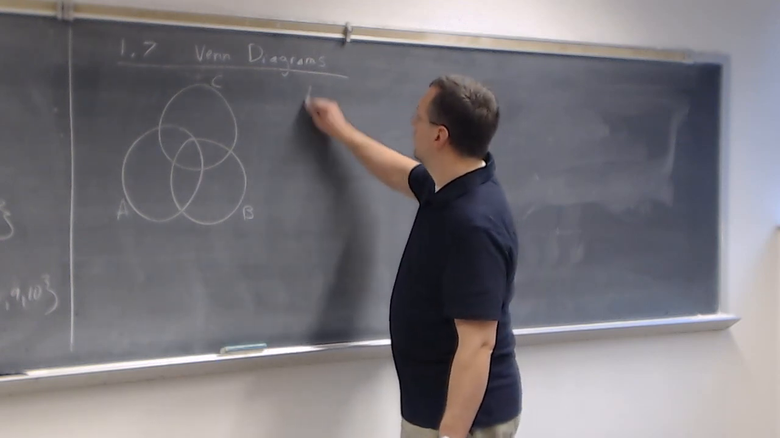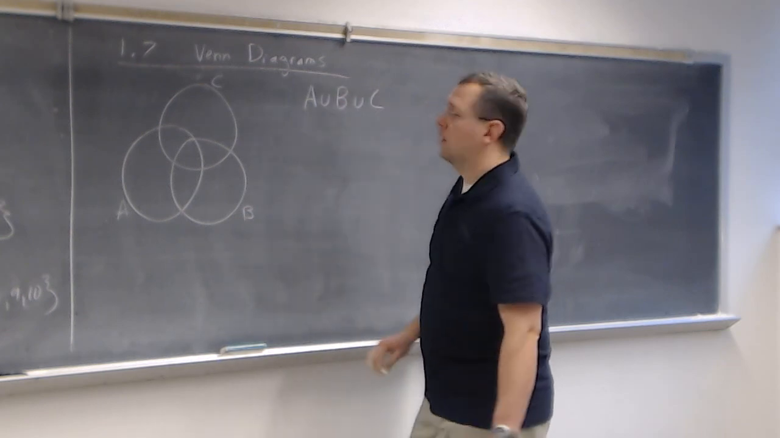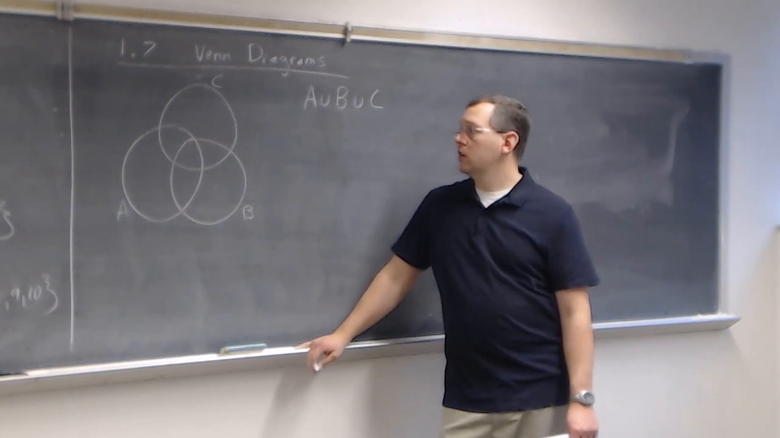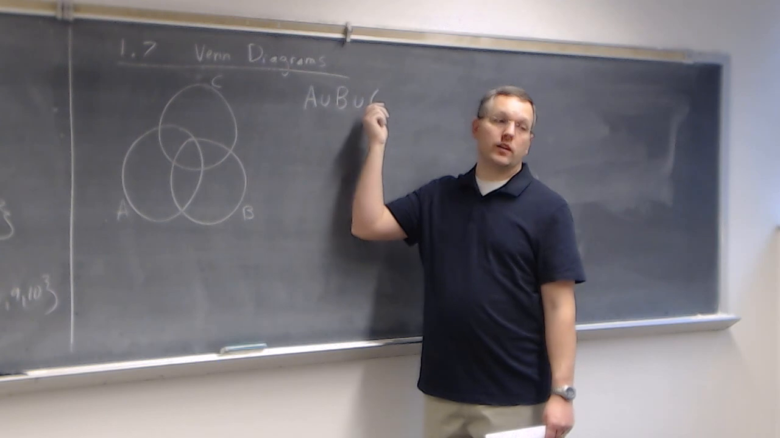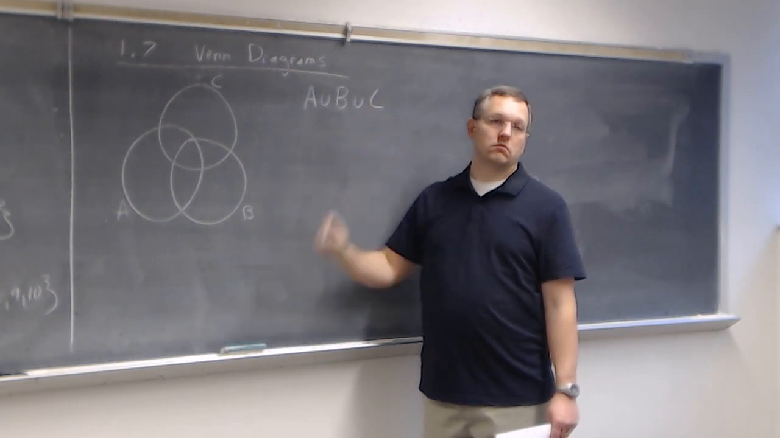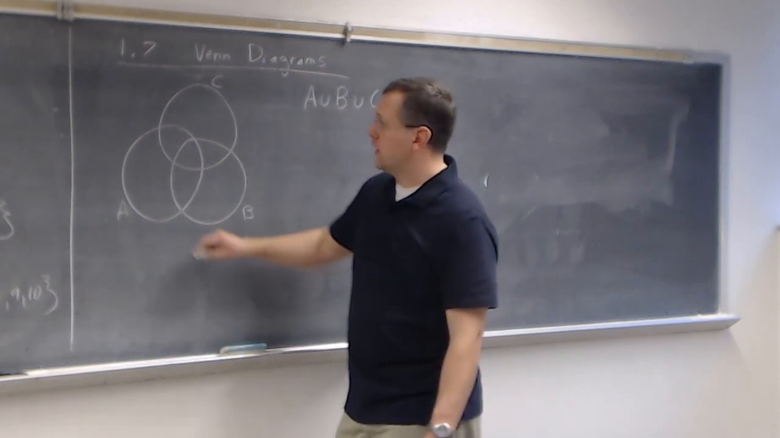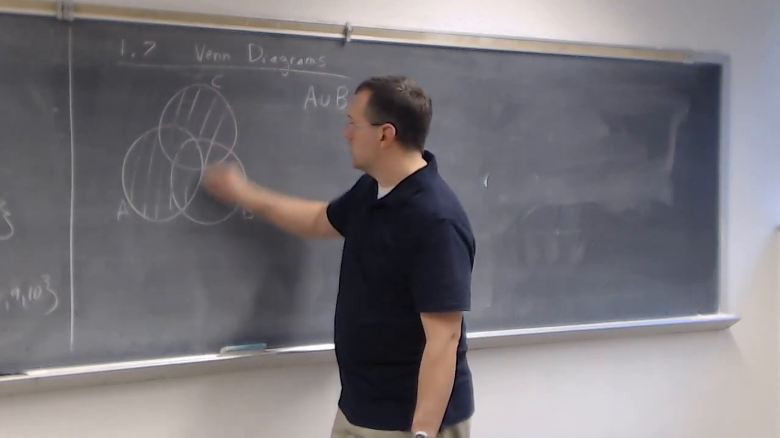So A union B union C. By definition, this is the set of all elements in A or in B or in C. So it would be all 3 circles shaded. Yeah, you shade in everything inside A, B, and C.